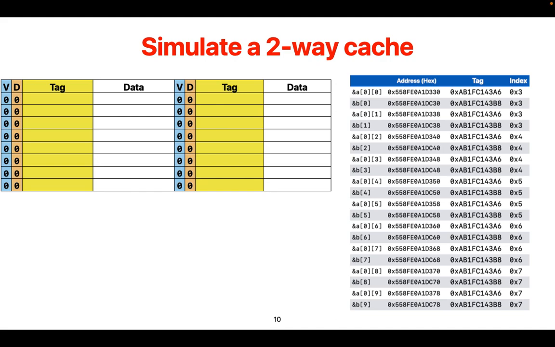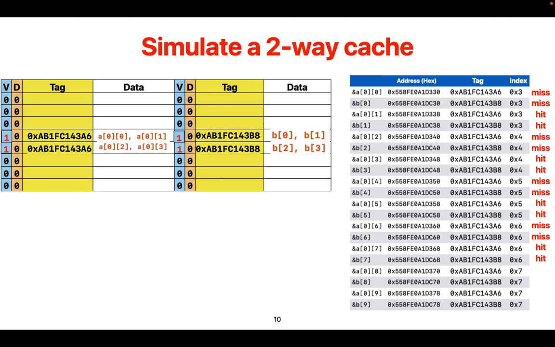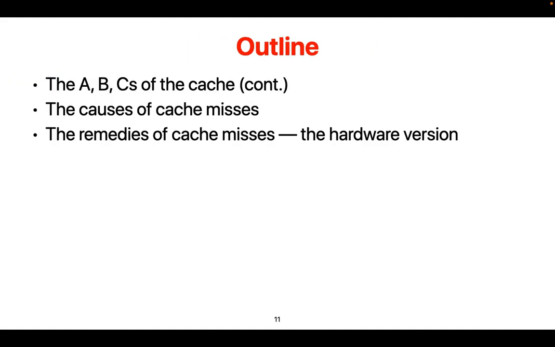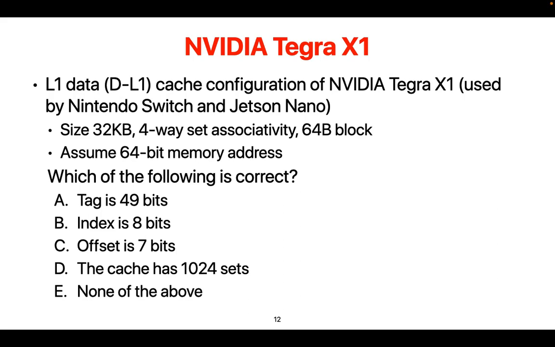In the last lecture we have been simulating a two-way cache and we figured out that for this two-way cache, we have a 50% miss rate. So that's where we were, and today we are going to continue our discussion.